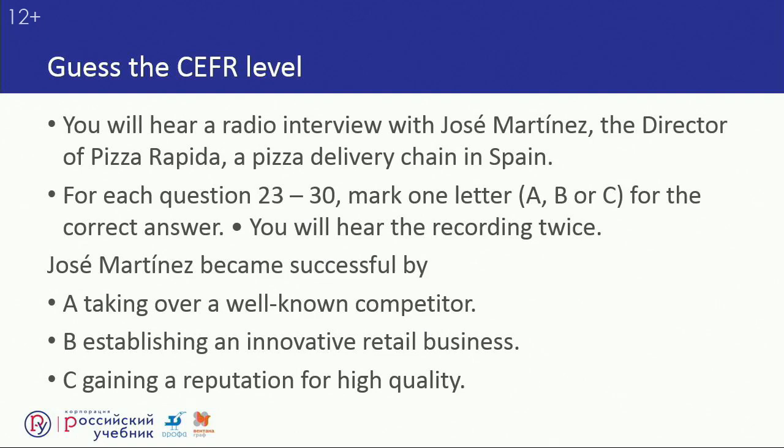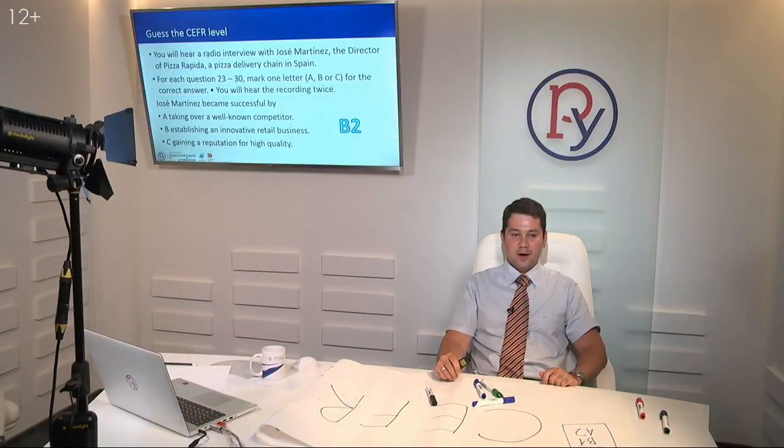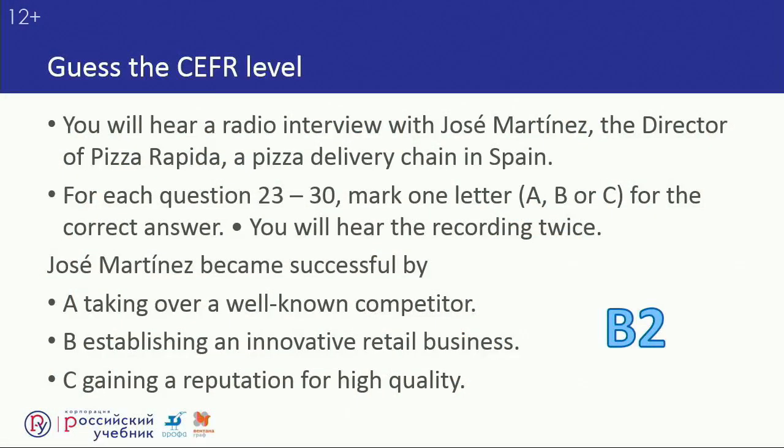The level of this task is B2. Why? First, you can see that the interview is about a wider context of work. Jose Martinez, the director of Pizza Rapida, a pizza delivery chain in Spain. So it's not about how to order a pizza. If the interview was about how you can order a pizza, I'd agree, that'd be B1.